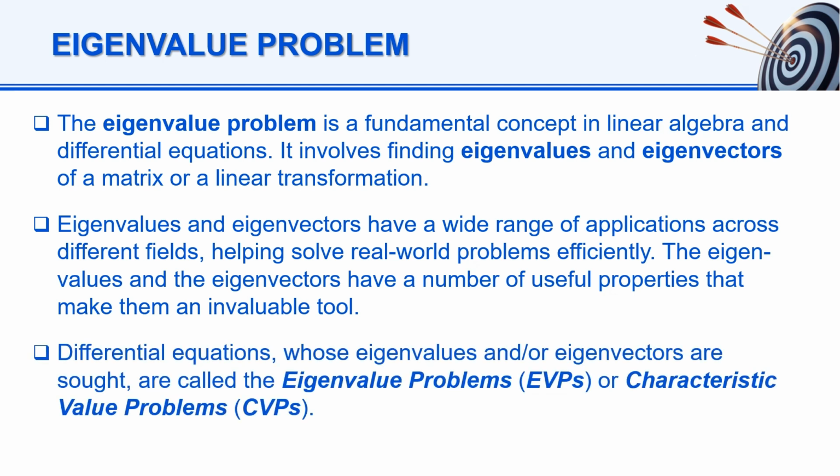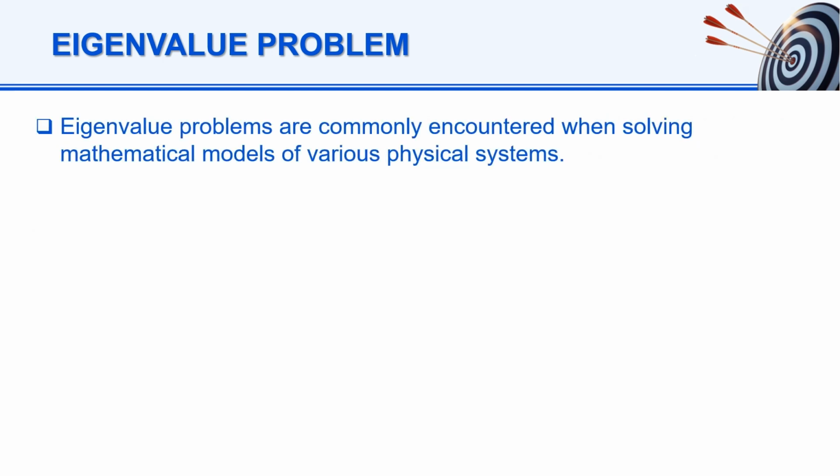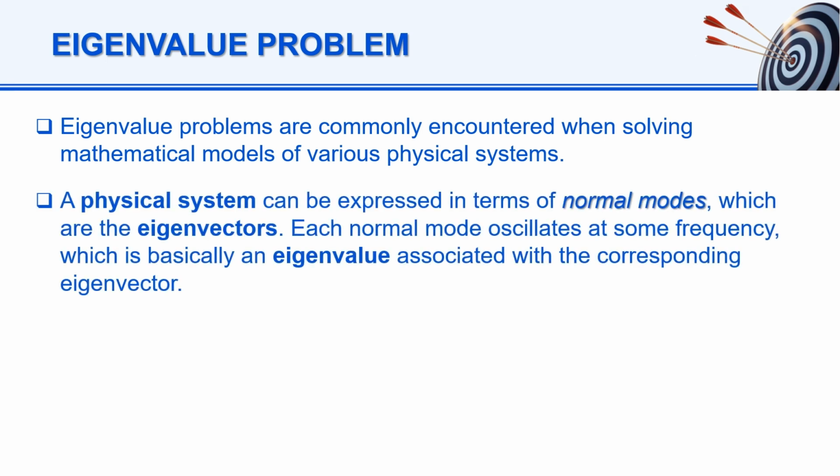Differential equations, whose eigenvalues and/or eigenvectors are sought, are called eigenvalue problems or characteristic value problems. Eigenvalue problems are commonly encountered when solving mathematical models of various physical systems. A physical system can be expressed in terms of normal modes, which are the eigenvectors. Each normal mode oscillates at some frequency, which is basically an eigenvalue associated with the corresponding eigenvector.